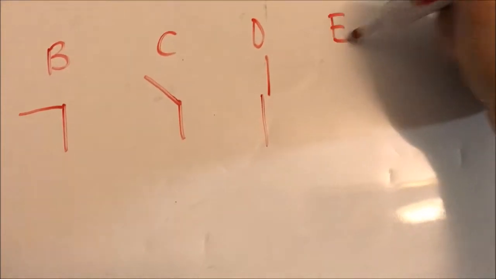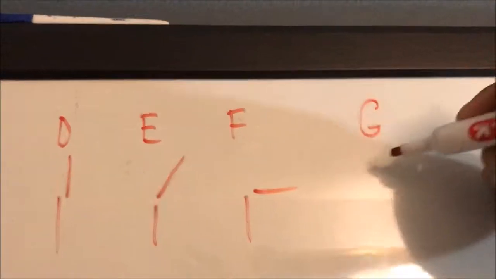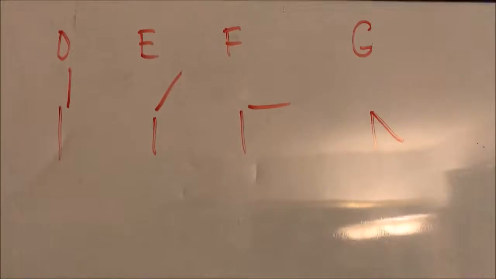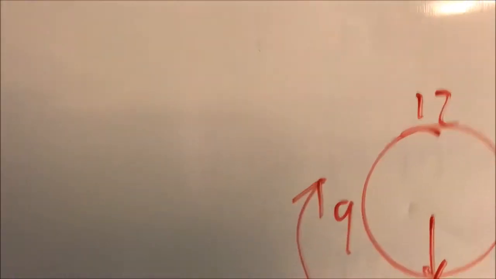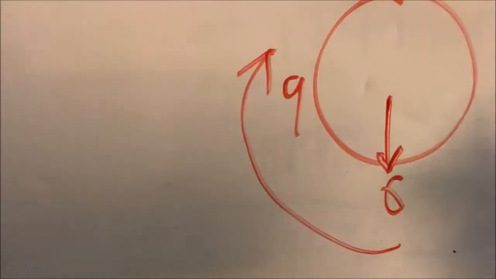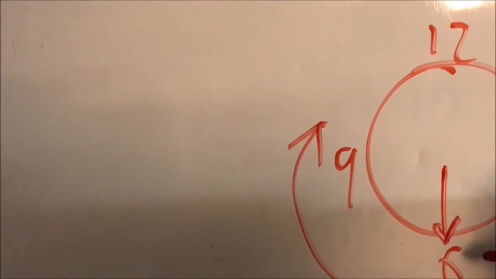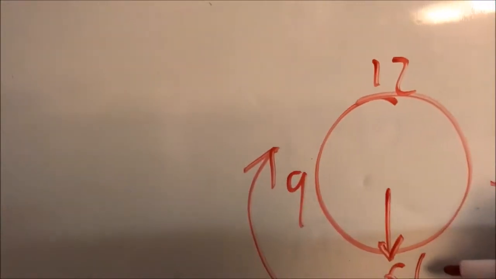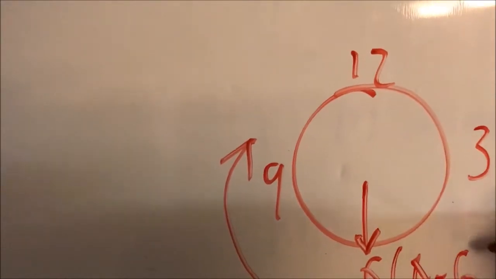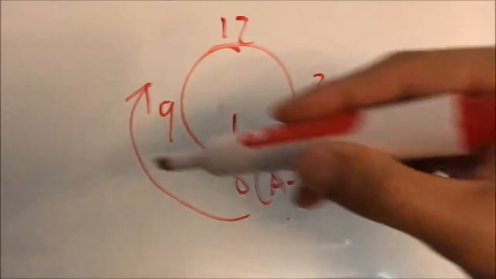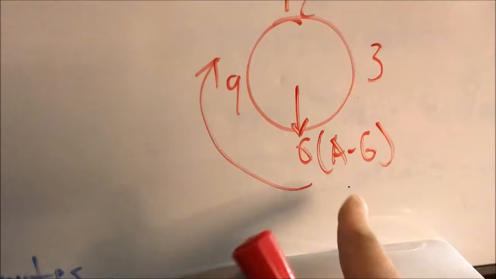Okay, E is like that and like that. F is like that and that. And then G is like that, okay? So, as you can see, the 6 o'clock position is, I'm just going to write this, A through G, okay? And then it goes around in a circle, okay?